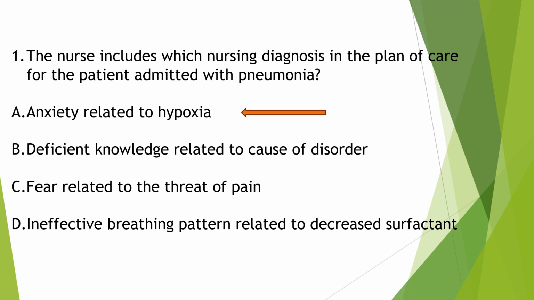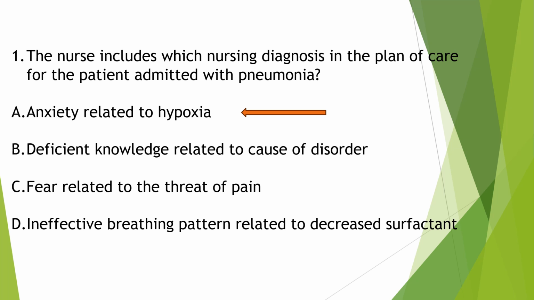The fourth one, ineffective breathing pattern related to decreased surfactant. This is an option where confusion will come for you. But here you need to think that pneumonia causes respiratory distress due to inflammation and fluid accumulation in the lungs. It doesn't typically cause a decrease in surfactant. That is not that evident.